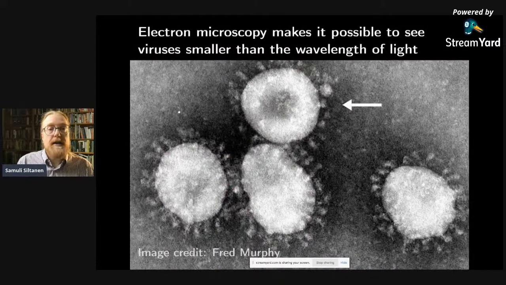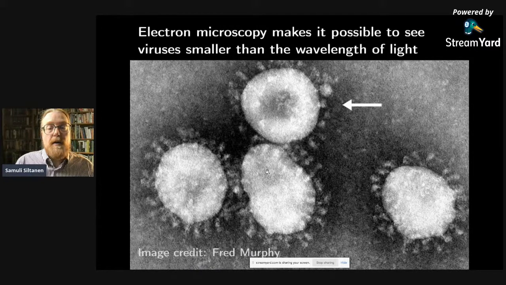And then my final example is electrons, imaging with electrons. As you know, from quantum physics, electrons behave like particles, but also like waves. That is the nature of quantum particles. And because the wavelength of electrons is much shorter than the wavelength of light, we can see small things with electrons. So here there are coronaviruses we can see with electron microscopy.